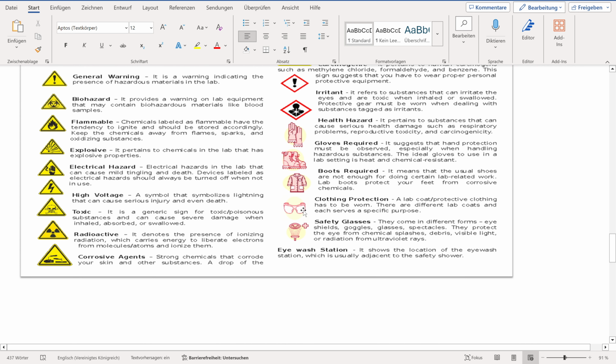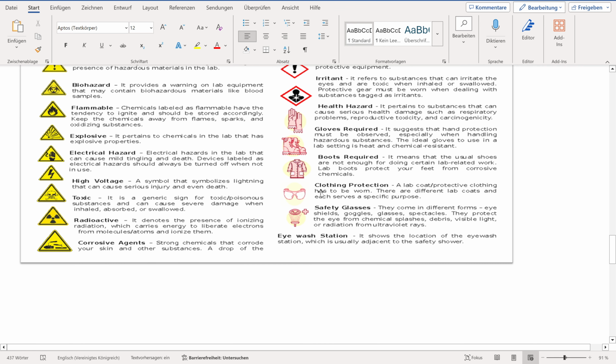Then we move on to the next safety symbol that I have here. We have a pair of boots there. Okay, it means boots are required. It means that the usual shoes are not enough for doing certain lab related work. Lab boots protect your feet from corrosive chemicals, hence the safety symbol.